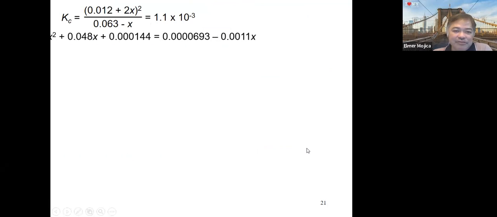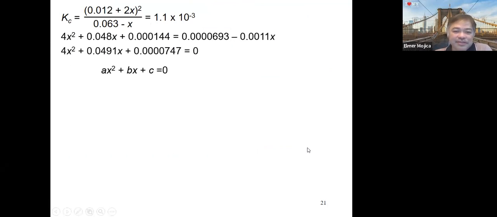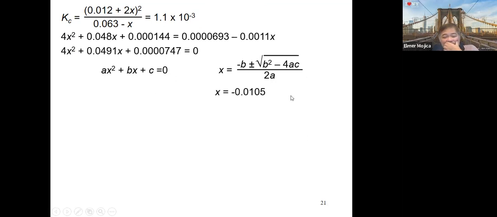So you have to arrange it in what we call a quadratic expression. And once you have the quadratic expression, ax squared plus bx plus c equals 0 like this one, you have to solve for x using the quadratic formula. And there's always 2 x values that you get. So it's either negative 0.0105 or negative 0.00178. Now, which do you think is the correct x? Both of them are negative, but both of them are possible.